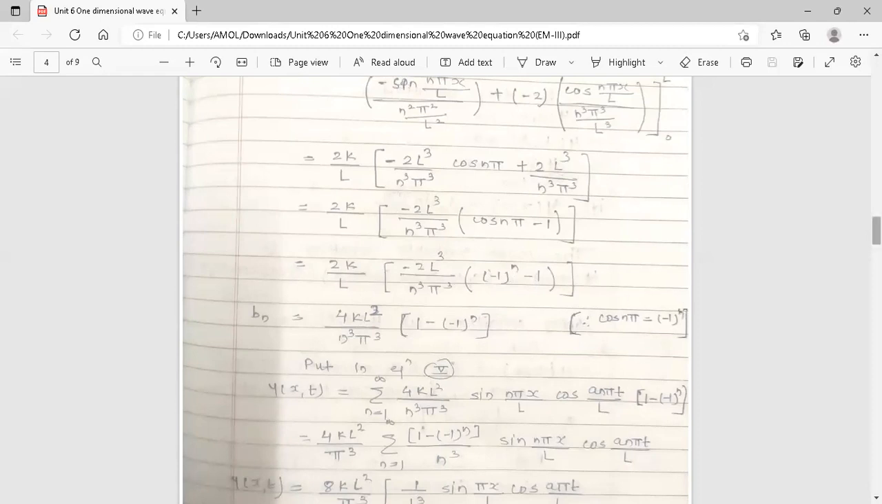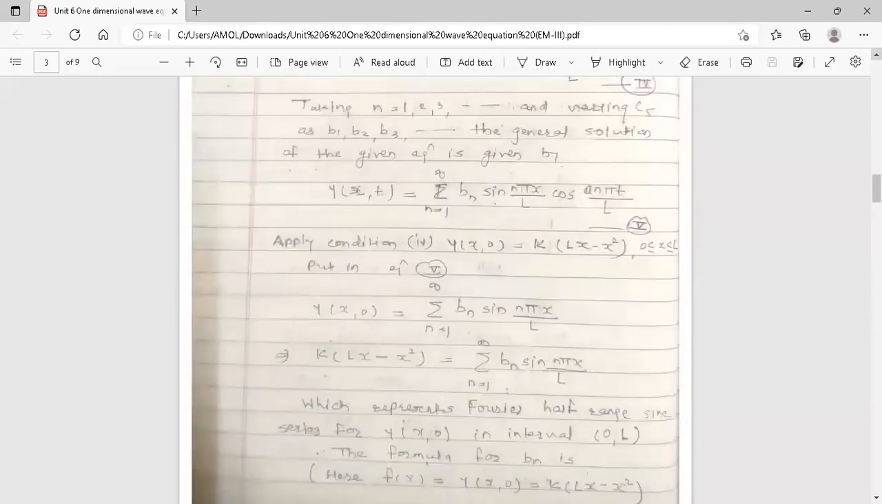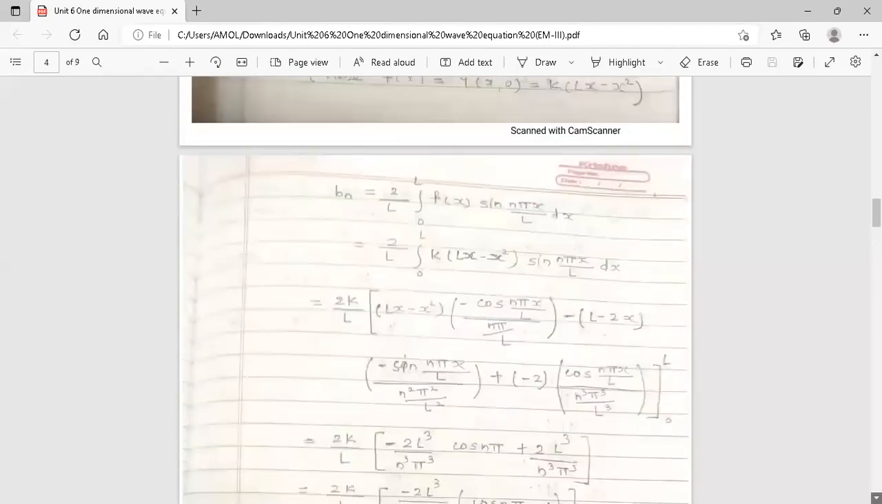After finding the value of bn, you put it in equation number 5, which is your latest solution for the given example. We have removed C1, C4, then we have replaced C5 by Bn here. This is your latest solution. Here you put the value of Bn and then you get your solution. y of x,t is equal to, put the value of Bn in this equation number 5.